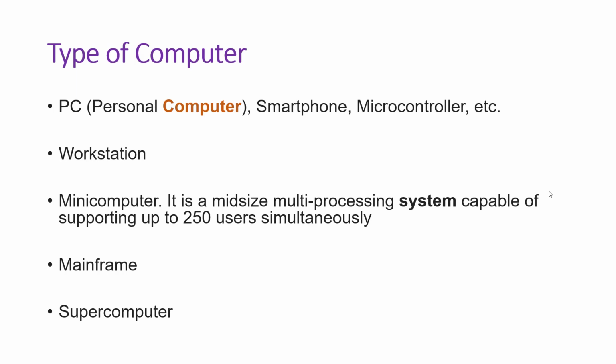Next we have the minicomputer. A minicomputer is a mid-sized multiprocessing system which can allow several users to use the system at the same time. Next is the mainframe computer. A mainframe is a bit bigger again, so it can do weather forecasting, and it can perform huge tasks within a small period of time. And supercomputers, as we know, are used for research and scientific purposes.